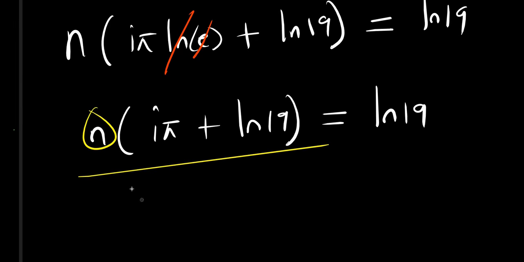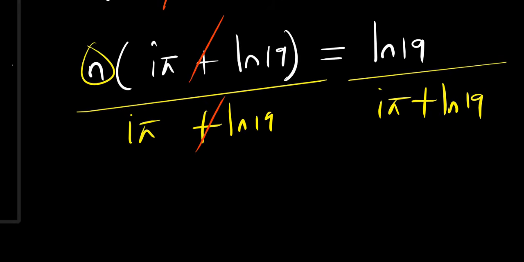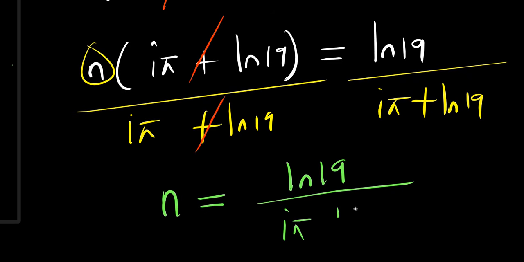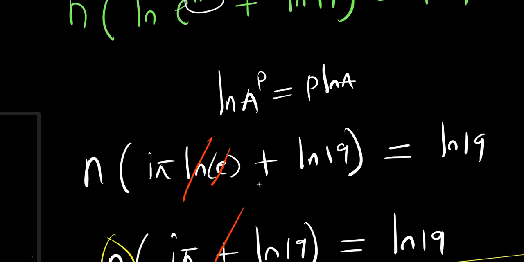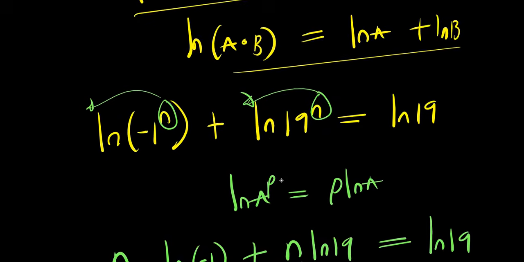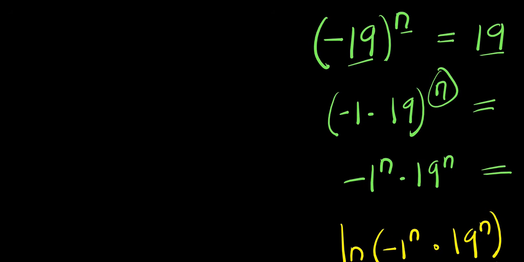Isolating n by dividing this by I times pi plus natural log of 19, dividing this by I times pi plus natural log of 19. This cancels this. So I simply have n equals natural log of 19 divided by I times pi plus natural log of 19. That is our solution based on this method. Let's consider another method of solving this wonderful exponential problem.